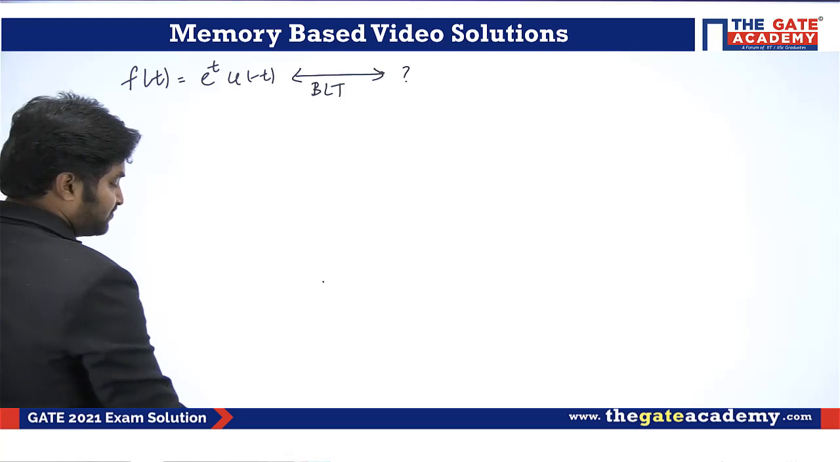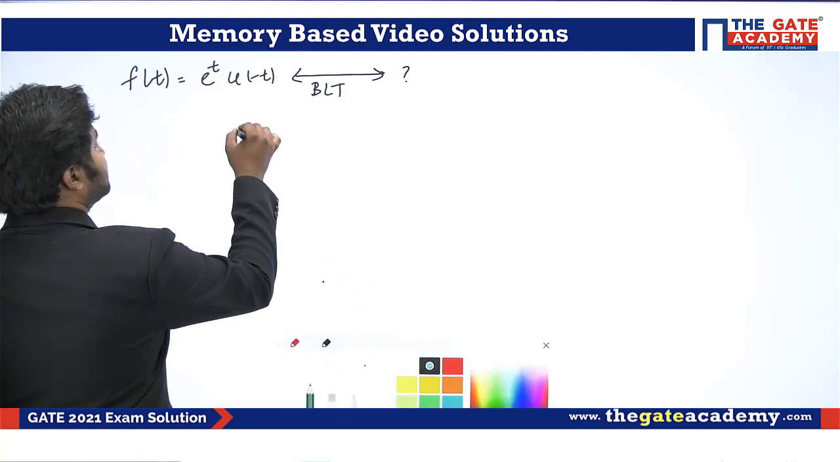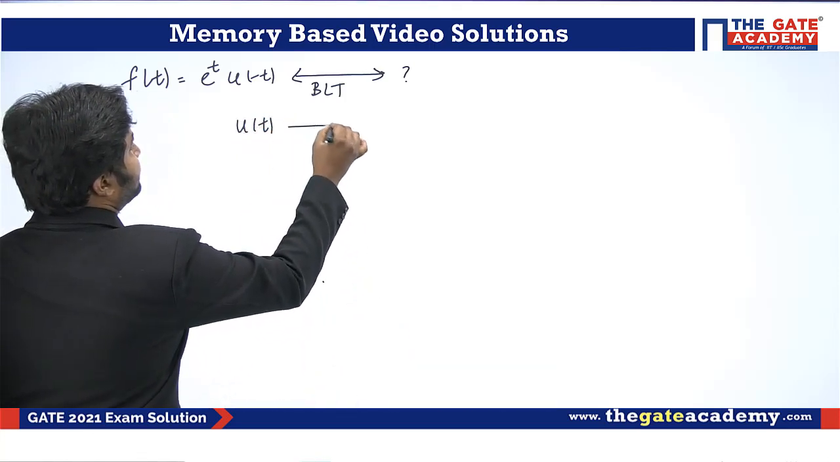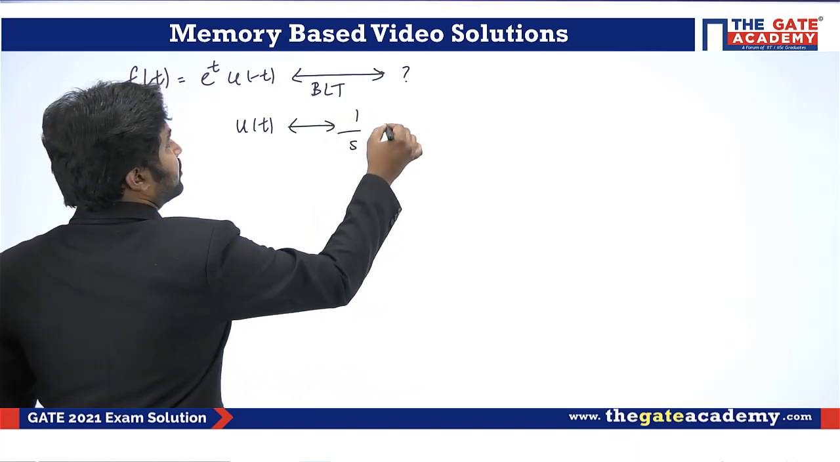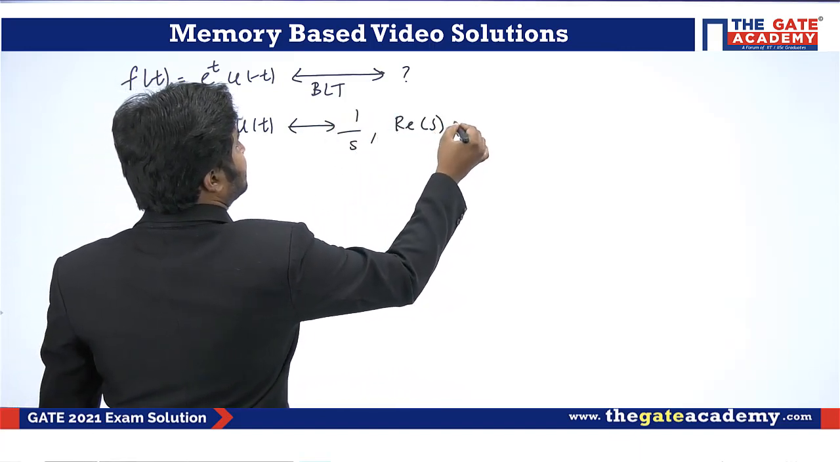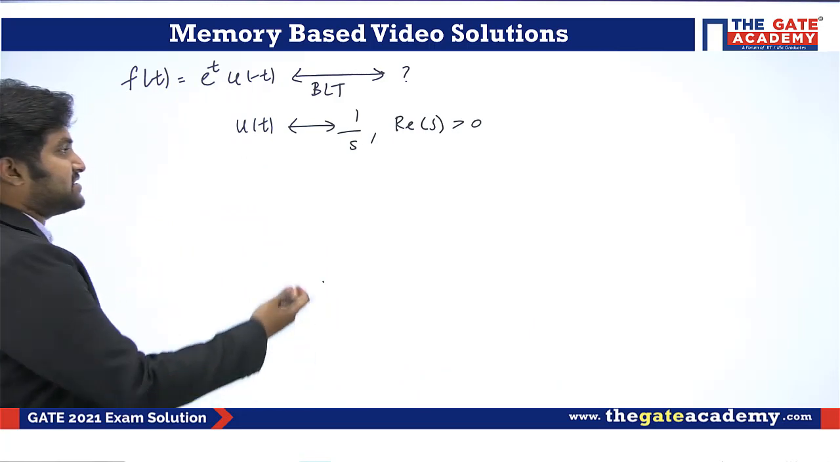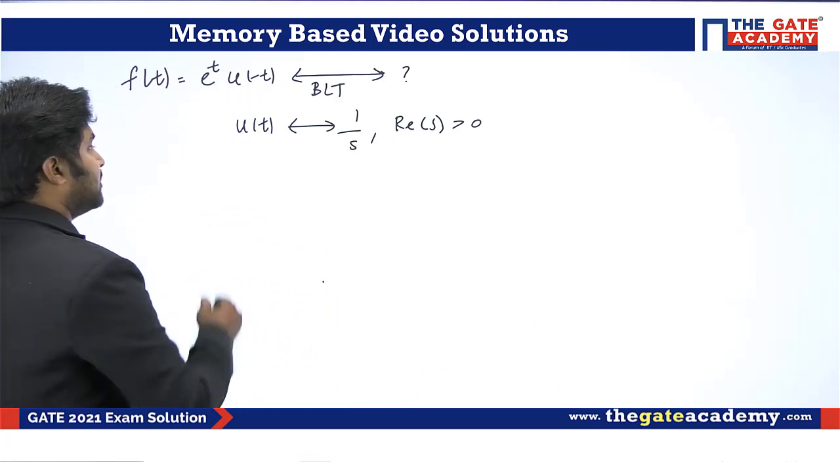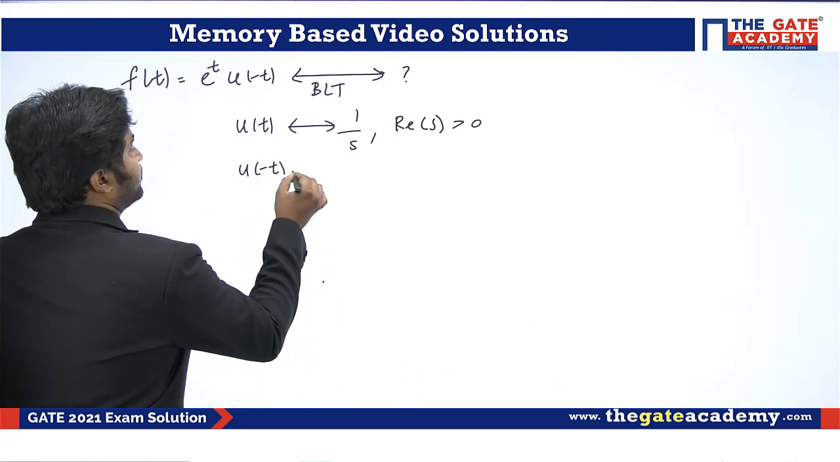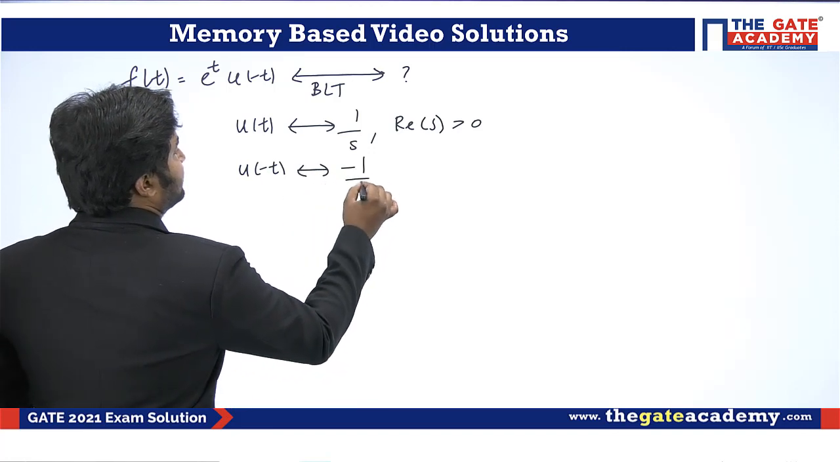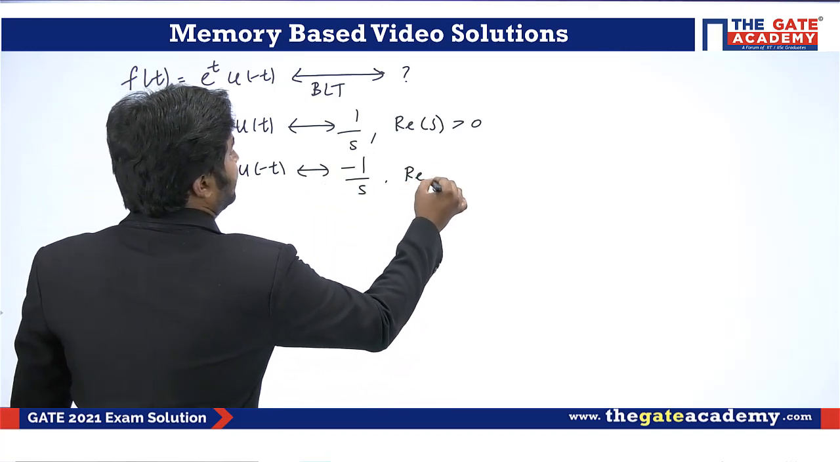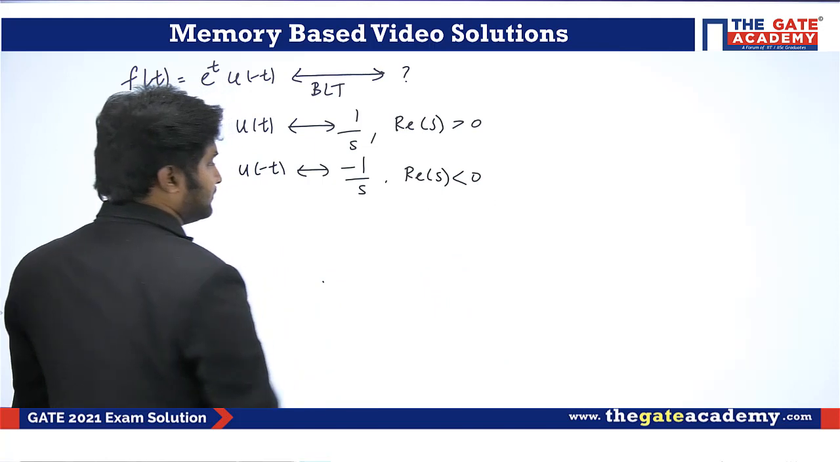First thing is that we have to find the Laplace transform for u of t. What is the Laplace transform for u of t? It is 1 by s for the real part of s greater than 0. This is something we know, a very basic concept. Now you apply time reversal. If you apply time reversal, it is going to be minus 1 by s for the real part of s less than 0, correct?